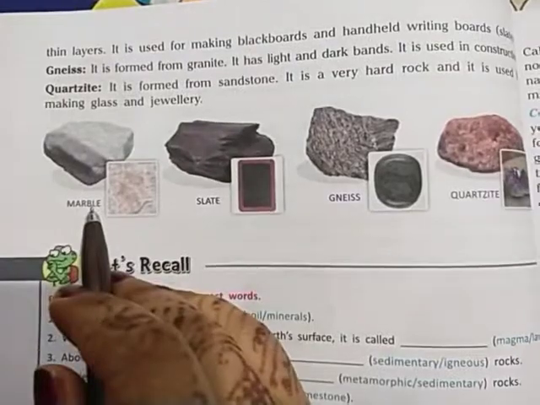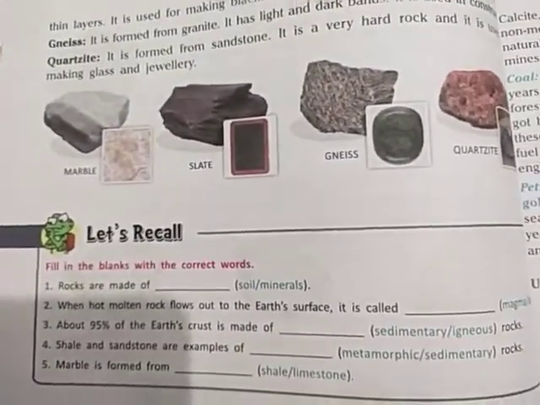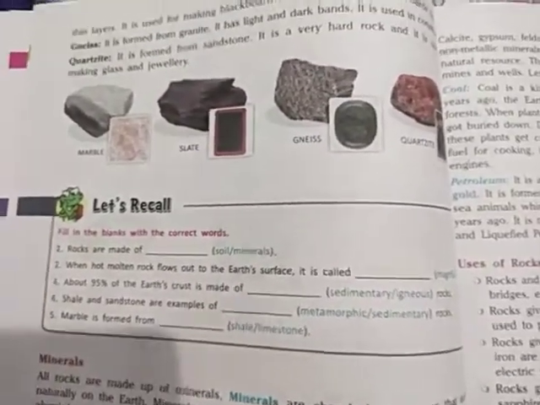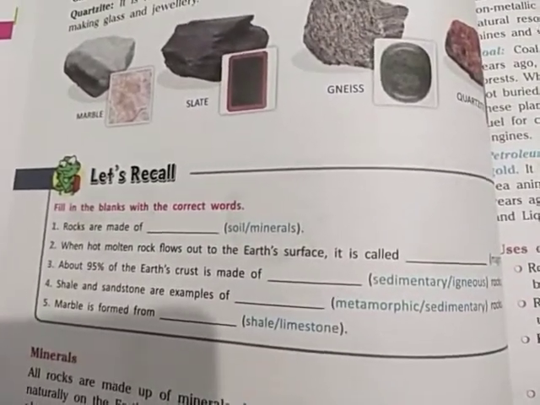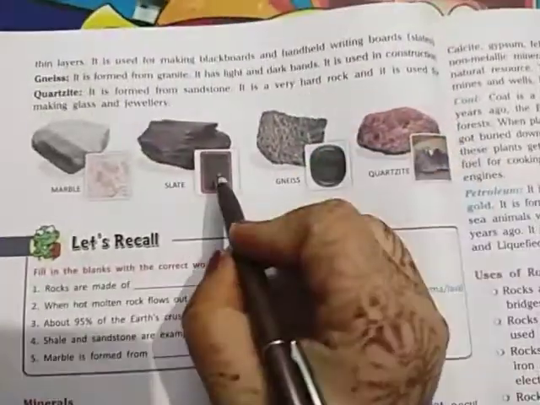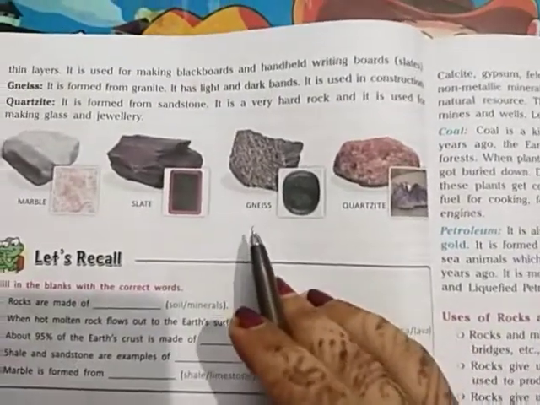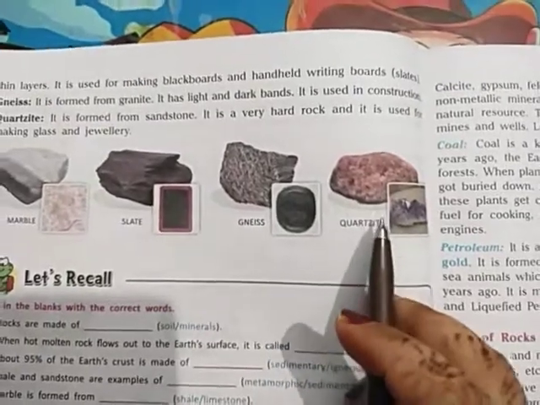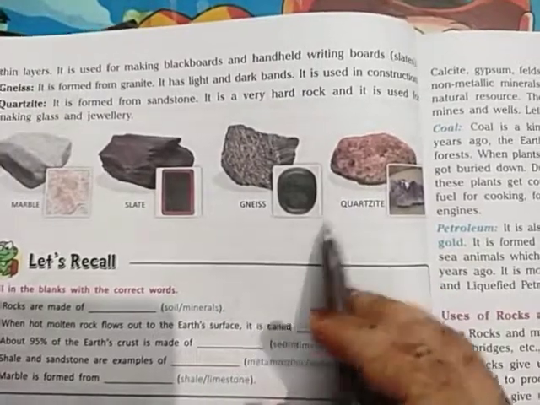See the marble, the white colored marble. The slate, you can see slate in schools, the blackboards, on which you can write, and slate on which smaller children or kids can learn how to write with the help of chalk. Now gneiss, it is also a black colored stone made from granite. Now quartzite, it is a type of harder rock, and it is used in jewelry making.